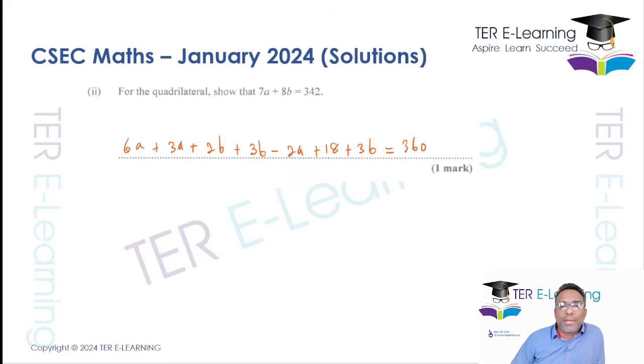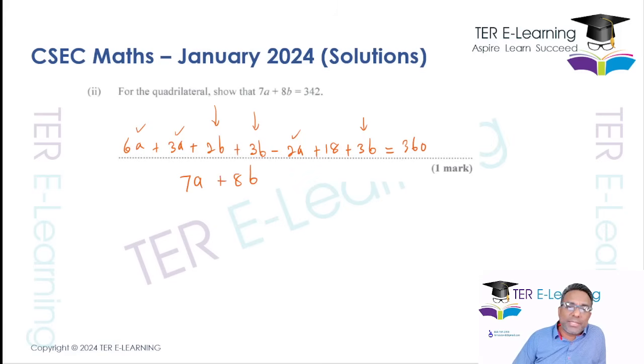Right? Now, let's bring all our A's together. So in terms of A's, we have this, we have this, we have this. So that's 6 and 3, 9. 9 take away 2, that's going to give me 7A. Then in terms of B's, we have this, this, and this. So 3A plus 2B is 5B. 5B plus 3B, you're going to get 8B.